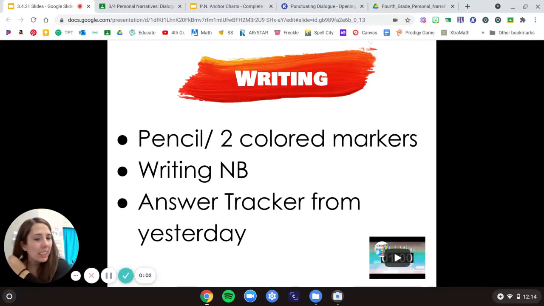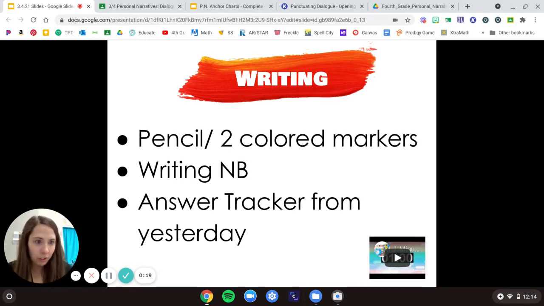Hi, fourth grade friends. So today for writing, you're going to need a pencil and 2 colored markers like we did yesterday. And then your writing notebook and your tracker sheet. If you lost it, you can just use a piece of loose leaf paper to do this on, okay?